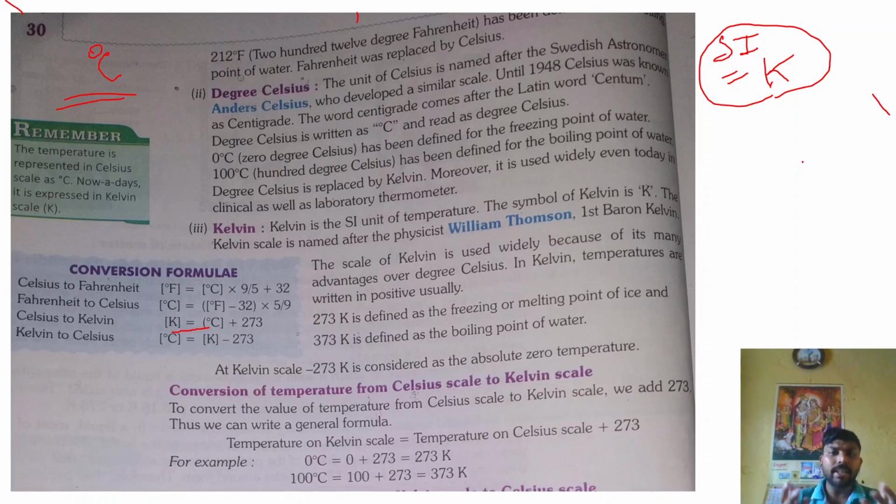Now automatically the question will come: what is the conversion? How can we convert degree centigrade to degree Fahrenheit, or how can we convert degree centigrade to the Kelvin scale?